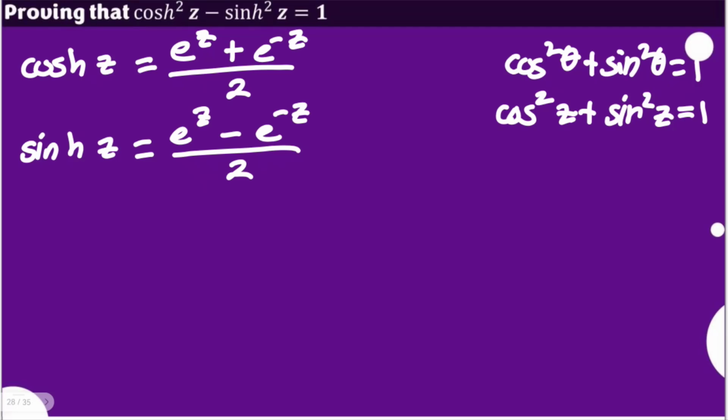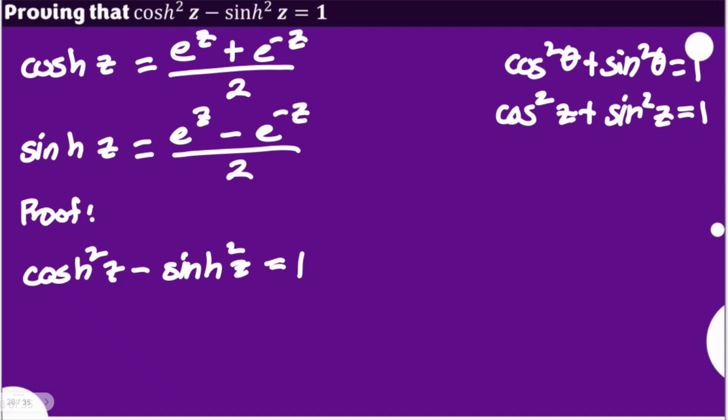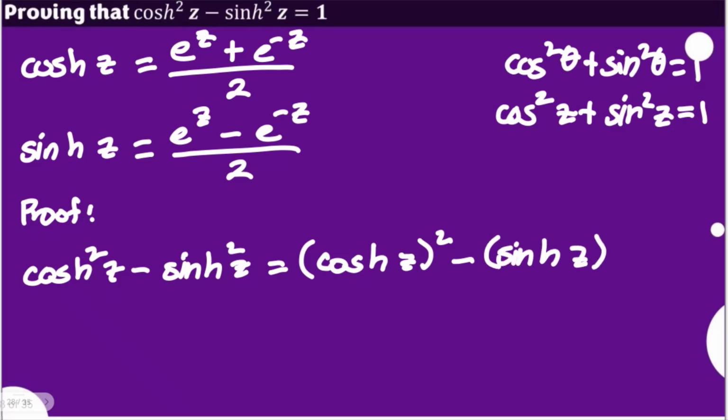So we would start with the proof. We have here the square of our hyperbolic cosine minus the square of the hyperbolic sine, which must be equal to 1. We need to reach 1 at our final part. We can write it this way: hyperbolic cosine z, with the square here, minus hyperbolic sine z, with the square here. That's what it means when you say a square of a hyperbolic or a trigonometric function. We're doing this because this is the equivalent for these functions, and we need to square it later on.